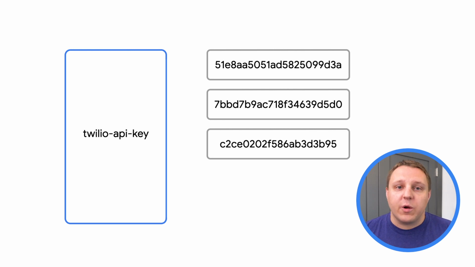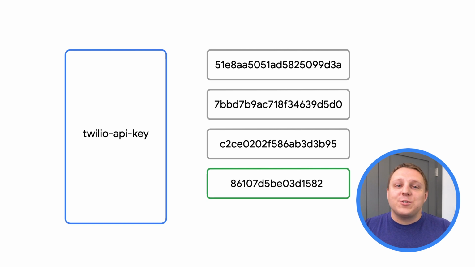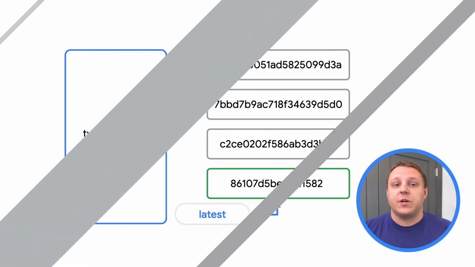While the parent secret holds metadata information like name and replication policy, the secret version stores the actual secret payload, your secret data. Once a secret version is created, its payload is immutable. That means version 42 of a secret will always contain the same payload. When a new secret version is added, it automatically becomes the latest version.